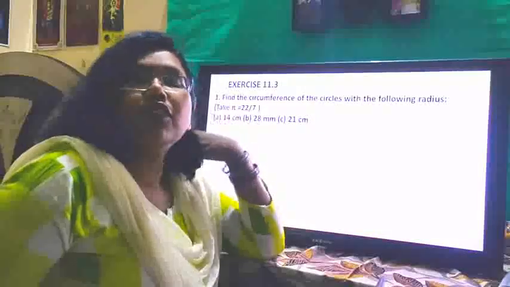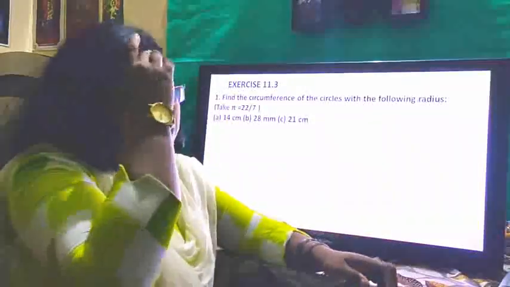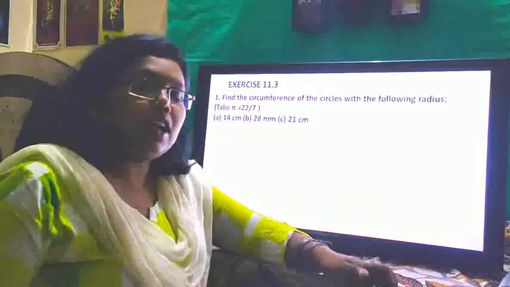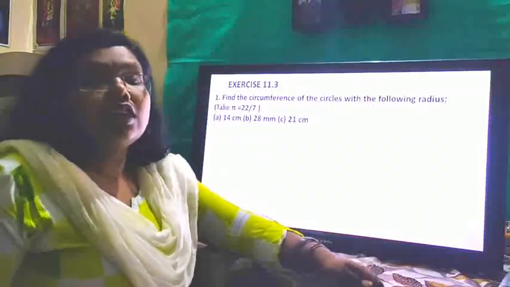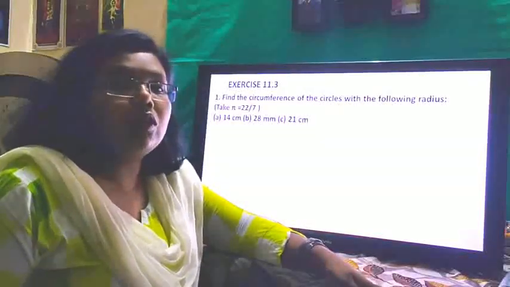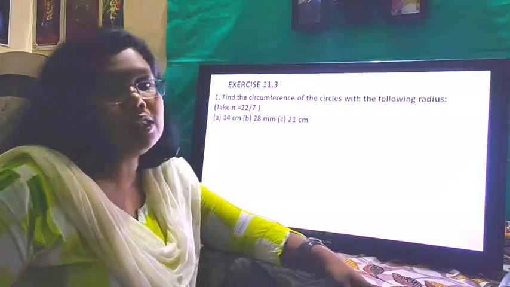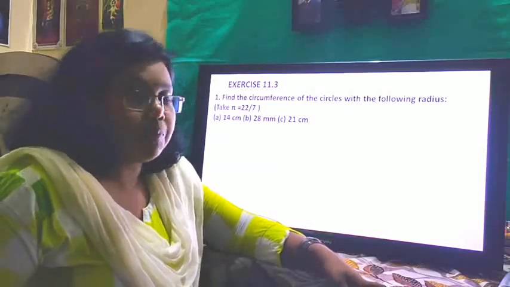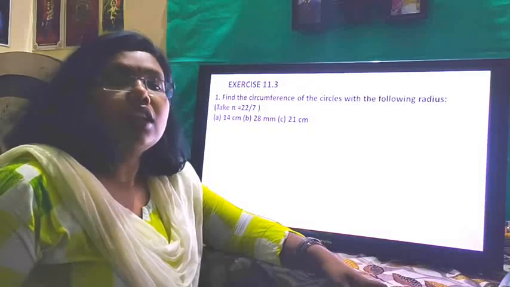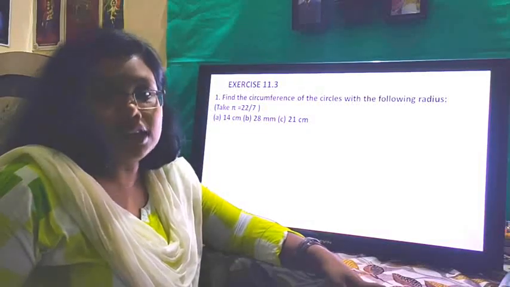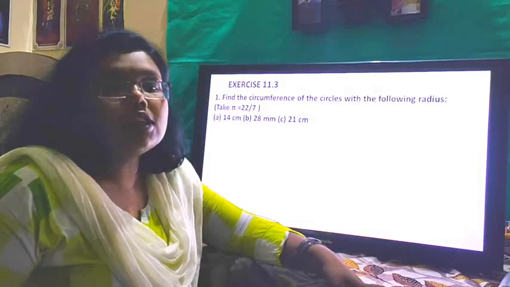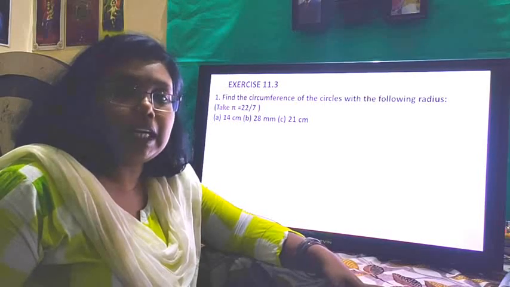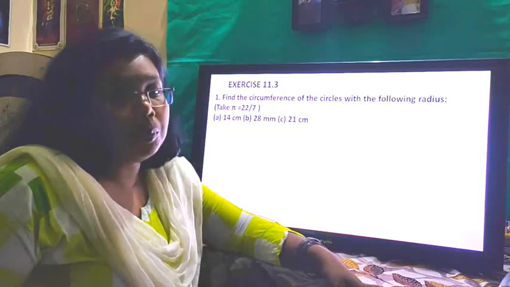Hello children, we are here again with our chapter perimeter and area, and in this chapter the next part that we are going to study about is the circumference and the area of circle. The area of circle is given by the formula pi r square and the circumference of the circle is given by the formula pi d or 2 pi r.